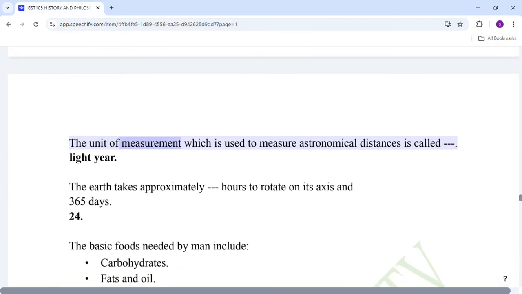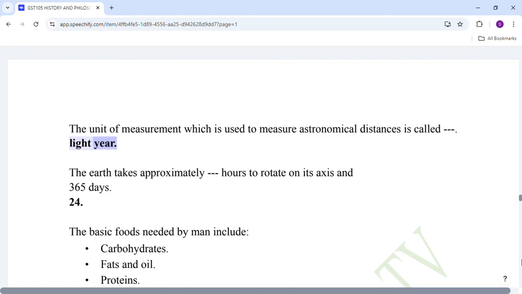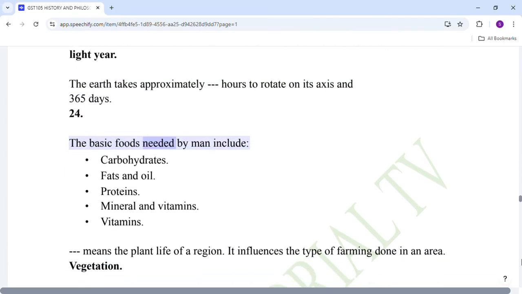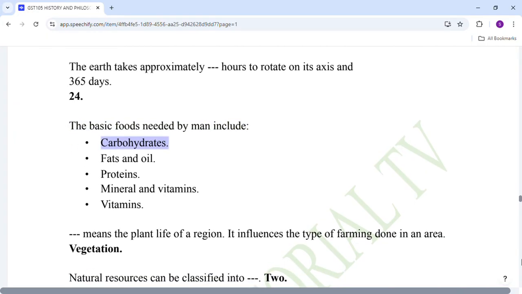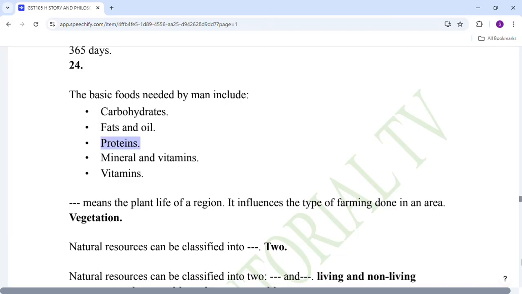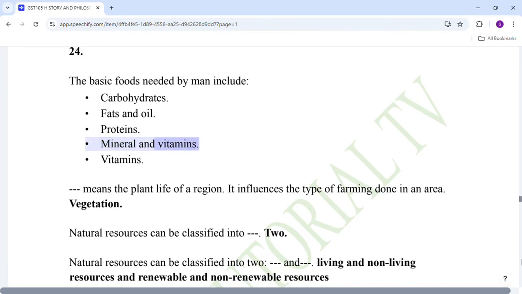The unit of measurement which is used to measure astronomical distances is called dash dash light year. The Earth takes approximately dash hours to rotate on its axis and 365 days. 24. The basic foods needed by man include carbohydrates, fats and oil, proteins, mineral and vitamins.